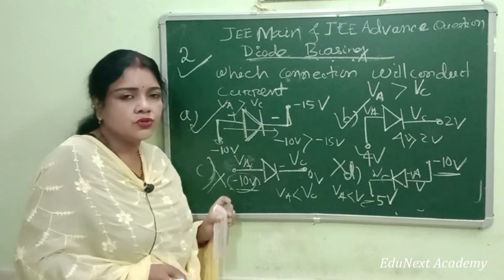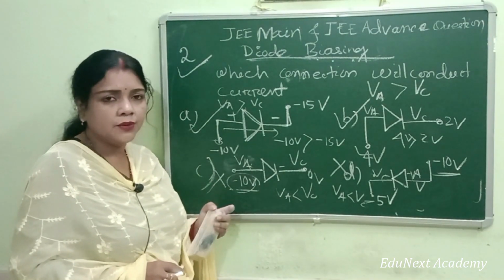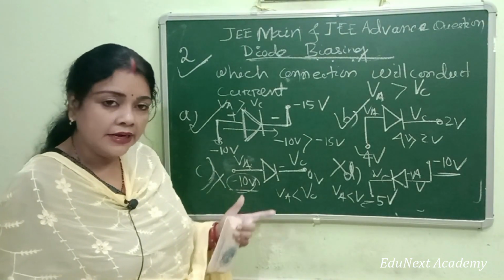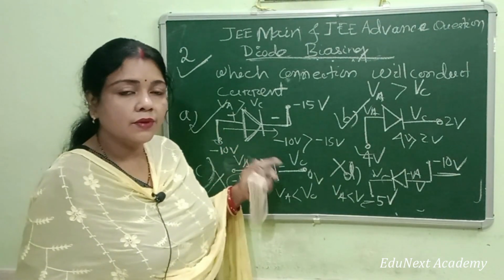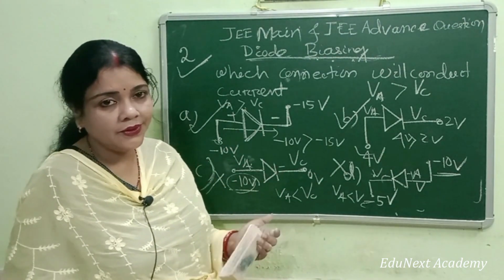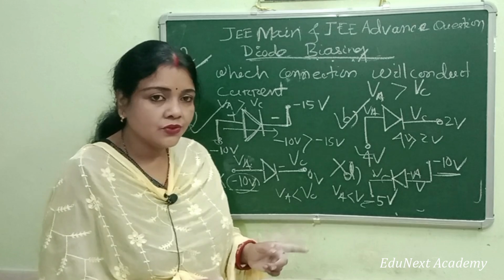And there are so many questions. A tricky question will be there. You have to see the voltage on both sides, which one is greater. According to that, you will decide whether the diode will conduct the current or not. Now let us discuss another question.